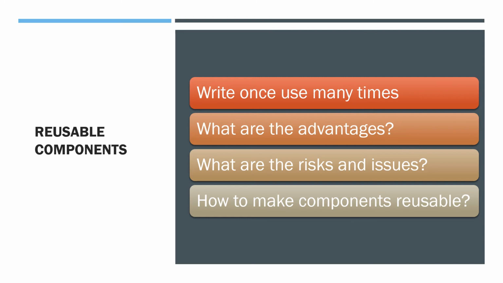There are risks and issues. For instance, our code might not be perfectly suited to new tasks, and we can make our components reusable by using parameters and returned values, and by making our functions and procedures very abstract. That means removing the details and leaving just the bare bones of the code. And that way, our code will be as reusable as possible.